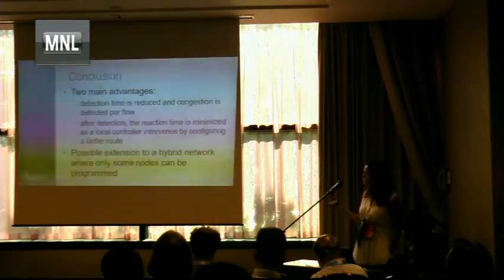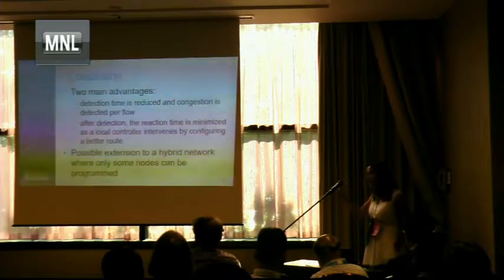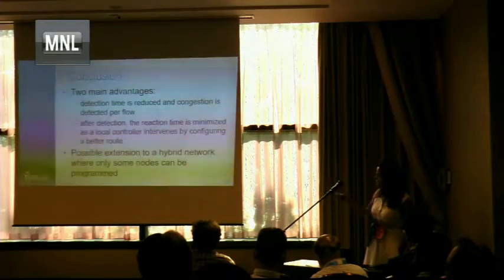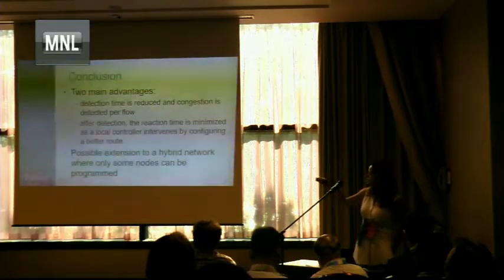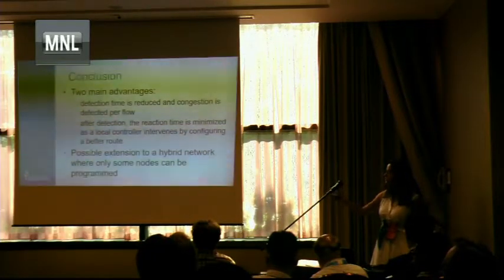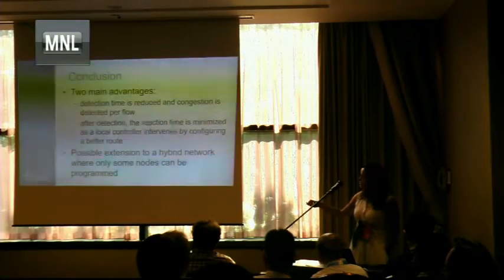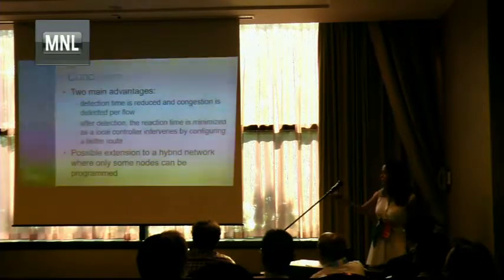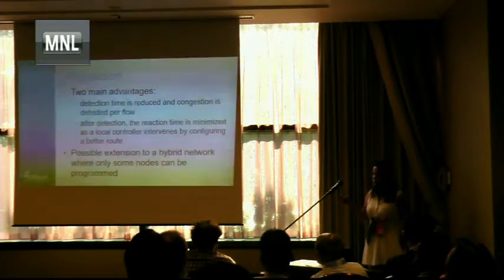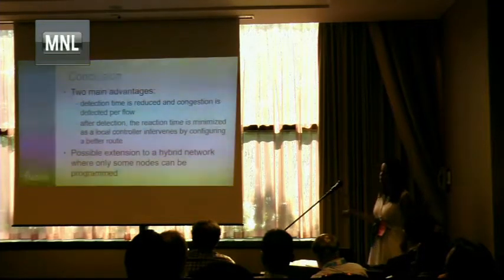First, detection time is reduced, and congestion is detected for each flow, so only flows that are actually affected and for which the queue buildup was actually observed are rerouted. And of course, reaction time is also minimized as the local control module actually intervenes by configuring a better route immediately. It's possible to extend this to a hybrid network where only some nodes are programmed, by placing the P4 nodes at specific locations where we actually expect congestion to occur and that need to be monitored.